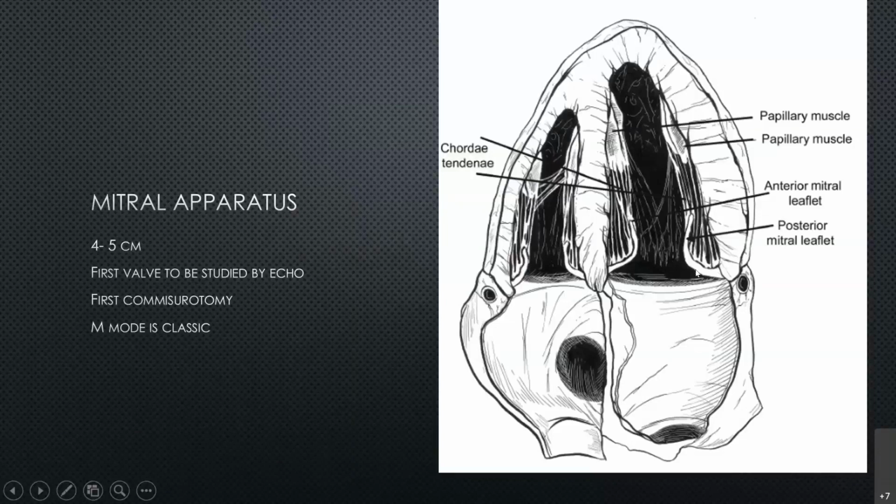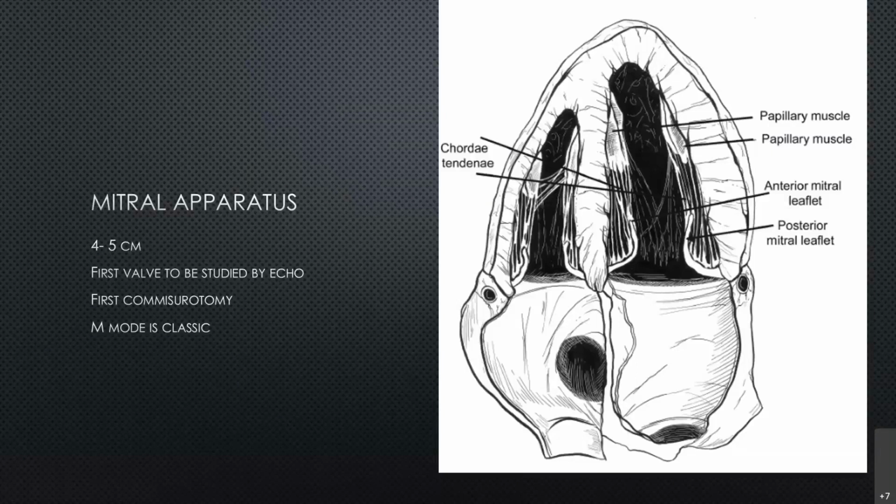There are two leaflets, anterior and posterior leaflets. There are chordae, which come from both the papillary muscles. One is the posterolateral and the anteromedial papillary muscles, and both the papillary muscles will give chordae to both the leaflets. So especially the posterior leaflet is where we see a lot of ischemic MR, so that is supplied by RCA. That's another question on the boards, by the way.